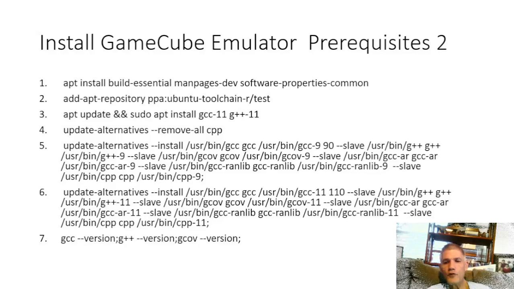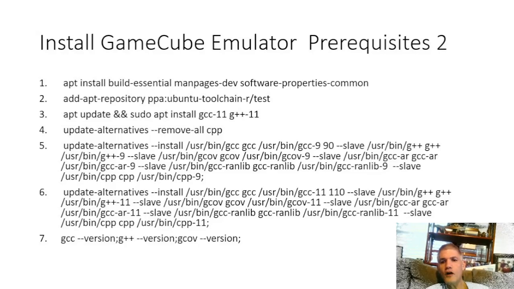Okay, we're going to run sudo apt install build-essential manpages-dev software-properties-common. Then we're going to add a repository with sudo add-apt-repository ppa:ubuntu-toolchain-r/test. So that's the repository we're going to add. Then we're going to run the sudo apt update command and maybe sudo apt upgrade, we'll see. And then we're going to install gcc-11 and g++-11. Both of those are required.